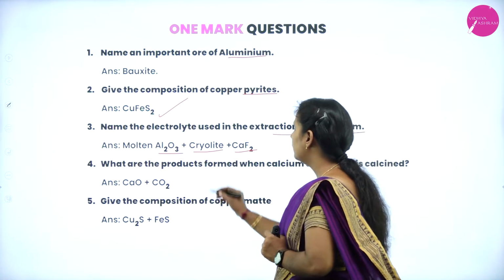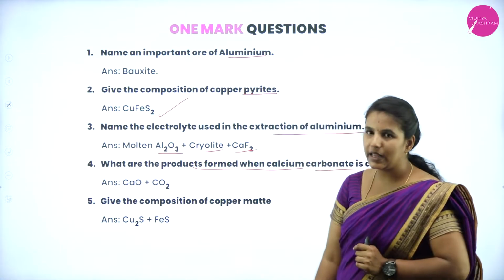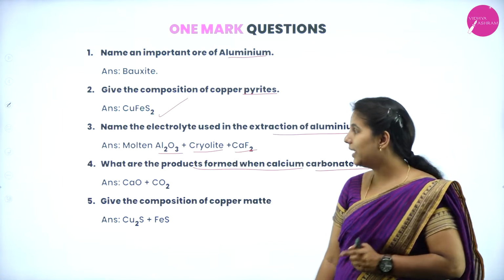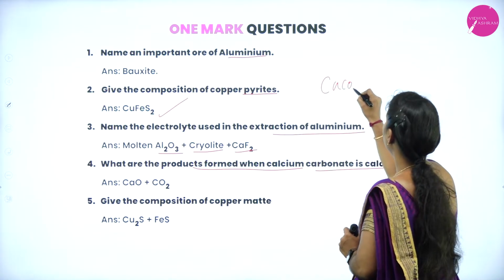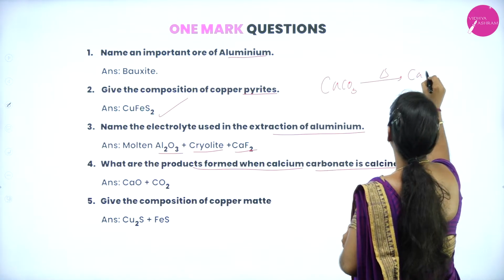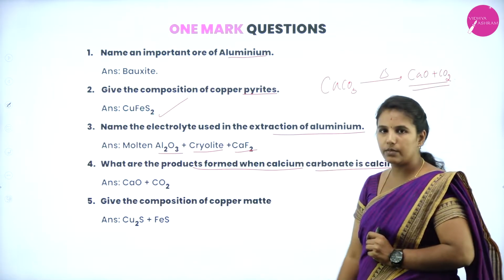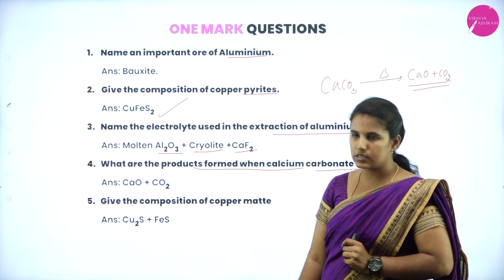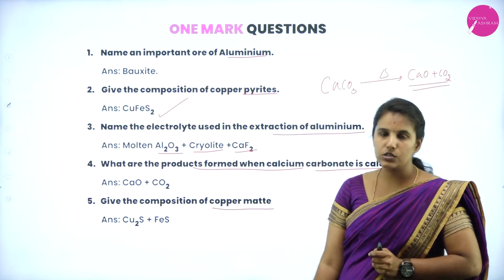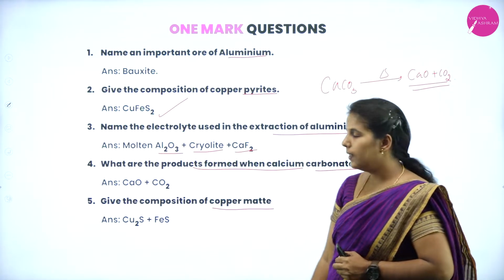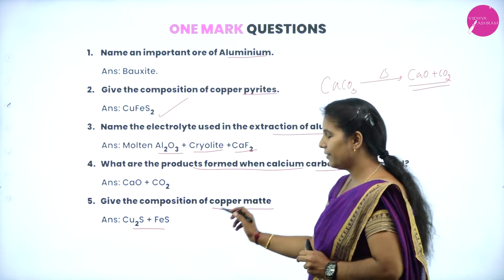Okay. Then, what is the product which is formed when calcium carbonate is calcined? When calcium carbonate is heated, what will be the product? We all know that if calcium carbonate is heated, it gives calcium oxide and carbon dioxide. So, the products are calcium oxide and carbon dioxide. Next question. Give the composition of copper matte. This question is most frequently asked, and the composition will be Cu2S and FeS.